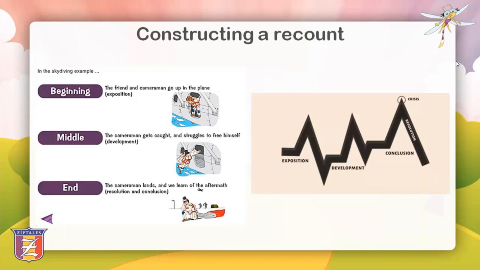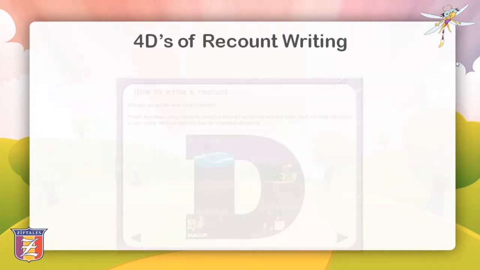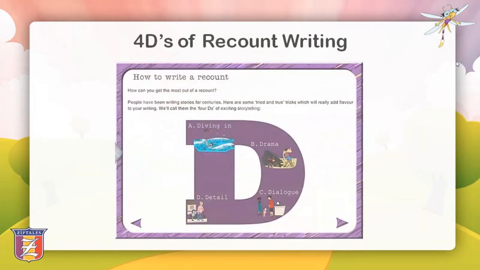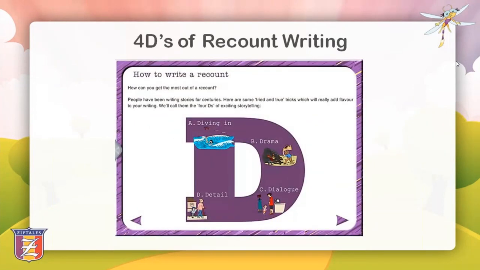Examples are given of where to find ideas for recounts. The lesson moves on to a series of important ideas for getting the most out of the writing. Each of these comes with its own sample passage. Diving in. We explain the classic literary technique of in medias res. Drama. A short explanation of why conflict is so important. Dialogue. A simple piece is presented in which voices bring the recount to life. Detail. How sensory data can enliven a piece.